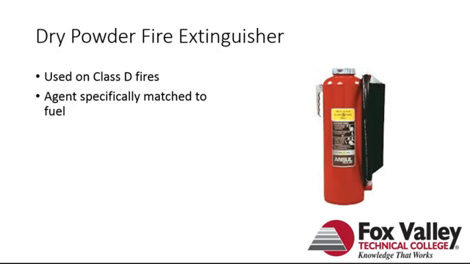Then we start getting into dry powder extinguishers. These are very specifically designed for Class D fires. Now, this isn't a one-size-fits-all. If you're dealing with aluminum, you have to find a Class D extinguisher that's used for aluminum, or sodium or magnesium. You want to make sure you match the extinguisher to the actual fuel. So you can't necessarily mix and match. Some of them you might be able to, but you still want to double check.